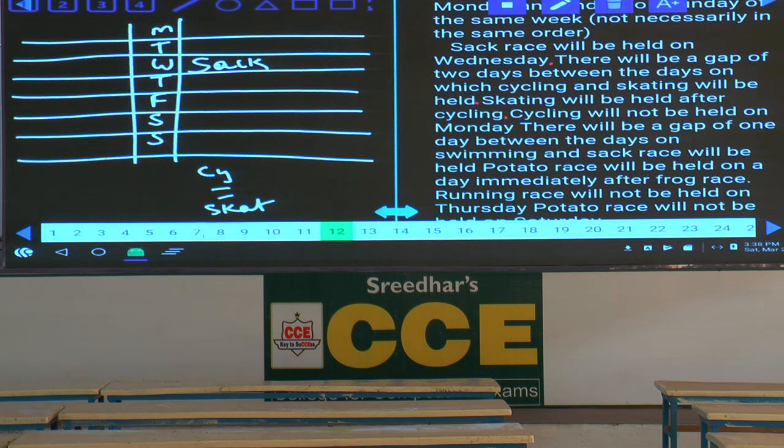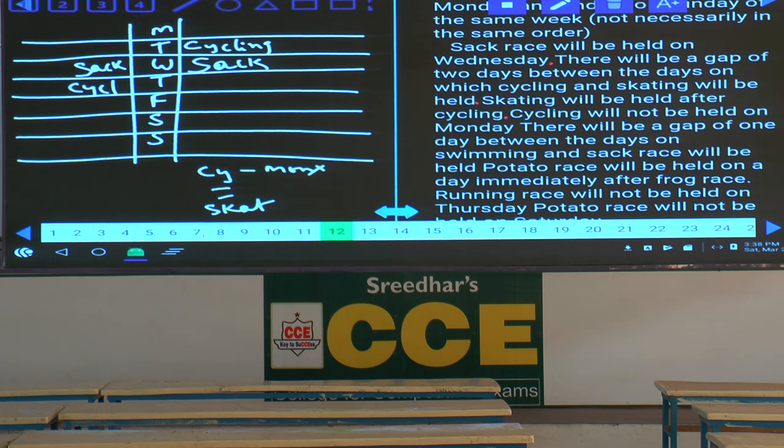Cycling will not be held on Monday. Clear now? Cycling cannot be held on Monday, so Monday is ruled out, and cycling can be either Tuesday or Thursday. How many possibilities do we have? 2 possibilities for cycling, either Tuesday or Thursday. Then there will be a gap of 1 day between sack race and potato race: between sack and potato there must be exactly 1 day. Now tell me the different possibilities for cycling. Sack is here, then cycling can be here. There are only 2 possibilities for cycling.